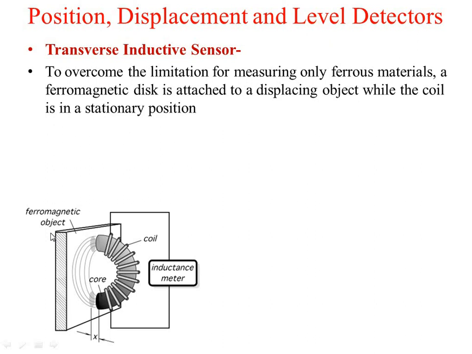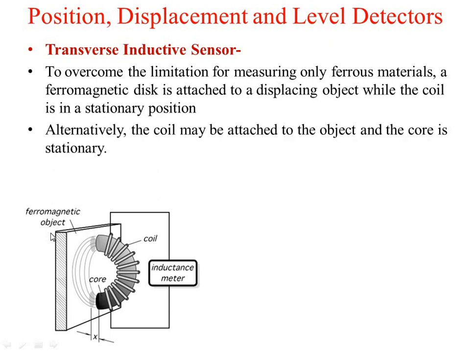That means if you want to measure non-ferrous material also, then in that case you are supposed to attach one ferromagnetic disc to that object, and that object is moving, and you can see the displacement of that non-ferromagnetic material also. But a small disc you need to attach to the non-ferrous material.